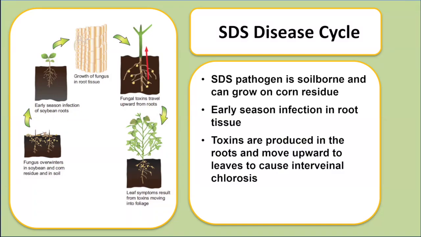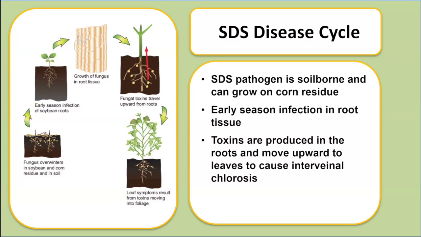Then later in the season, typically around the later reproductive stages, as early as R4, but typically R5 to R6, and it's usually right after a heavy rainfall event, this pathogen will sort of wake up. And when it wakes up, it produces a toxin, and this toxin moves upward throughout the plant, moving to the leaves. Now, once this toxin reaches the leaves, the soybean leaves themselves will get that interveinal chlorosis again. So those really yellow leaf tissue with dark green veins.